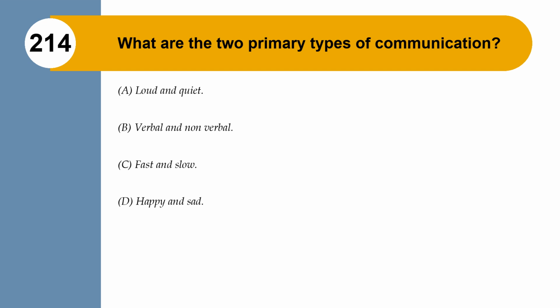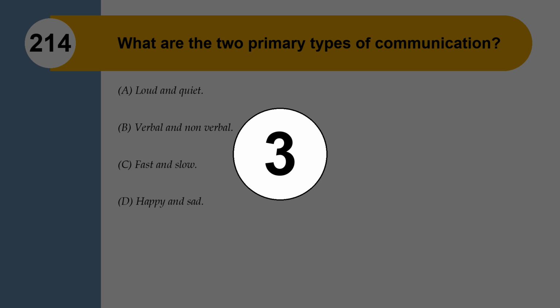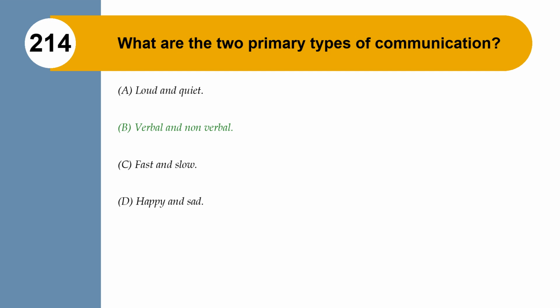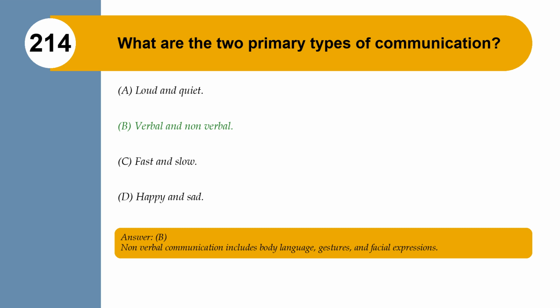Question 214. What are the two primary types of communication? Option A, loud and quiet. Option B, verbal and non-verbal. Option C, fast and slow. Option D, happy and sad. The correct answer is option B, verbal and non-verbal. Explanation. Nonverbal communication includes body language, gestures, and facial expressions.